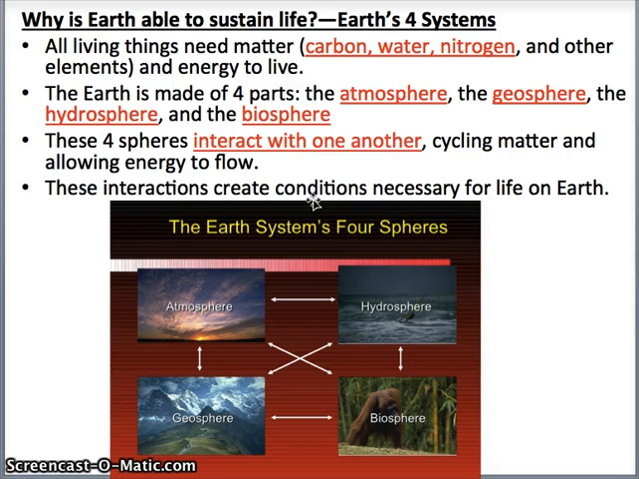So let's dig deeper. So why is Earth able to sustain life? Well, we know that all living things need matter and other elements and energy to survive. The Earth can be divided into four different parts. We have the atmosphere, the geosphere, the hydrosphere, and the biosphere. These four spheres interact with each other and they allow the matter that all living things need and the energy that all living things need to flow through each other. And these interactions create the conditions necessary for life on Earth.